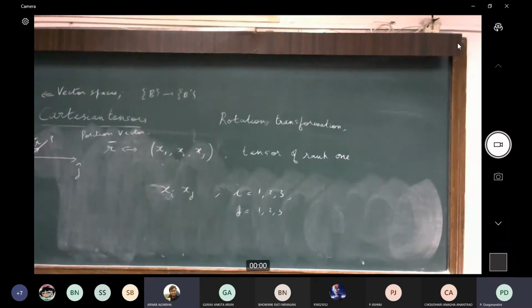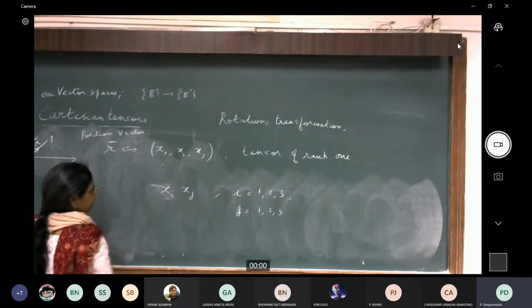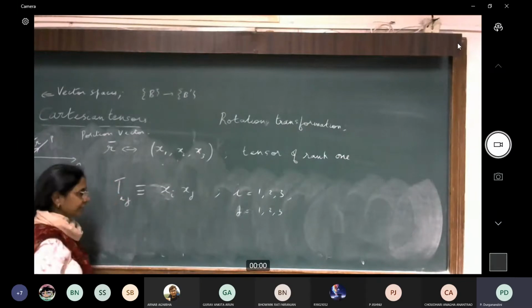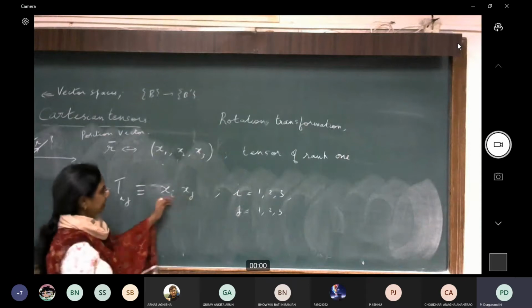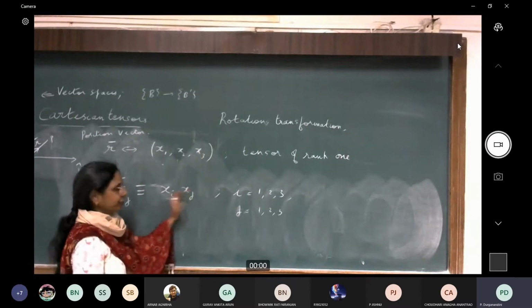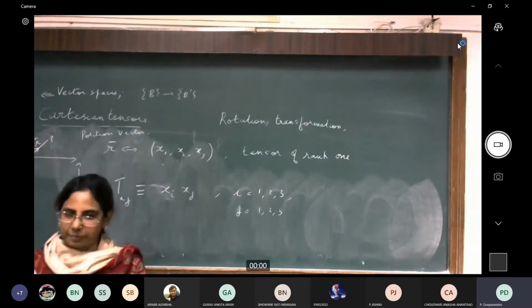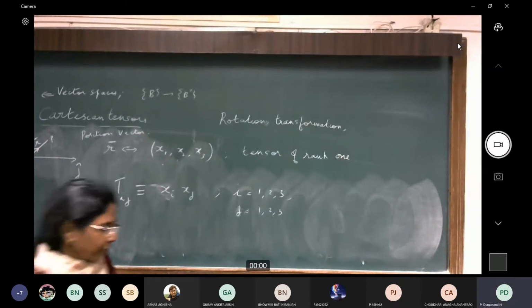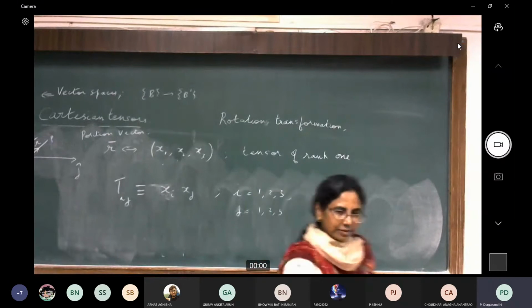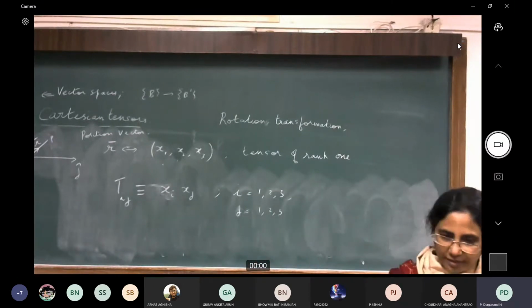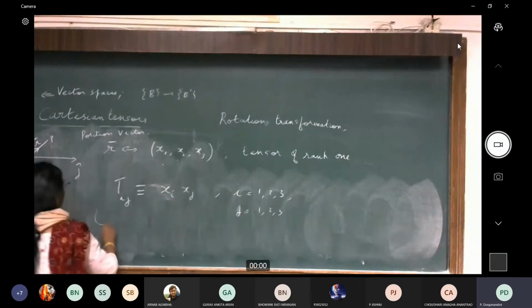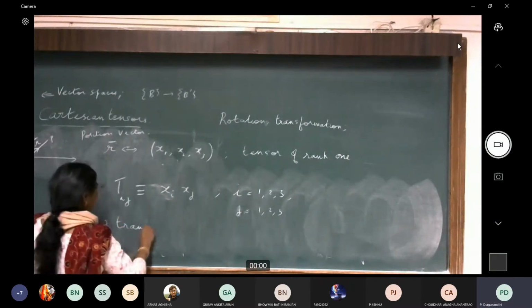Tensor. Firstly, if I define now Tij to be equal to this, it is an object which has 9 components. And you can see that this is really as if I have taken the outer product of two tensors of rank 1. Correct? So if I take the outer product of two tensors of rank 1, what should I get? A tensor of rank 2. So therefore, this is going to transform like a tensor of rank 2.